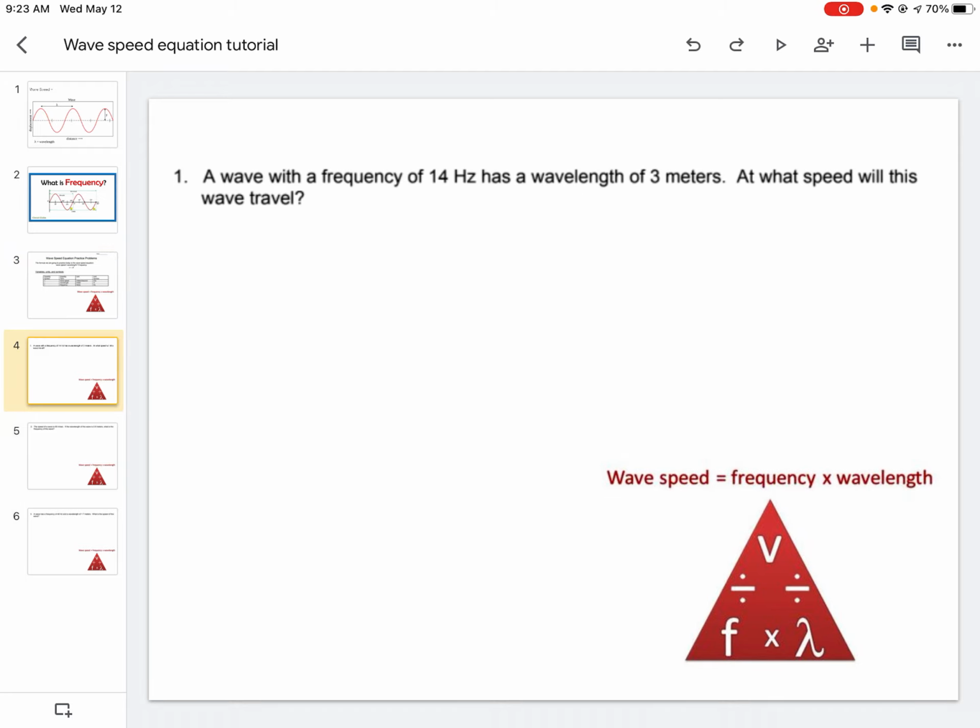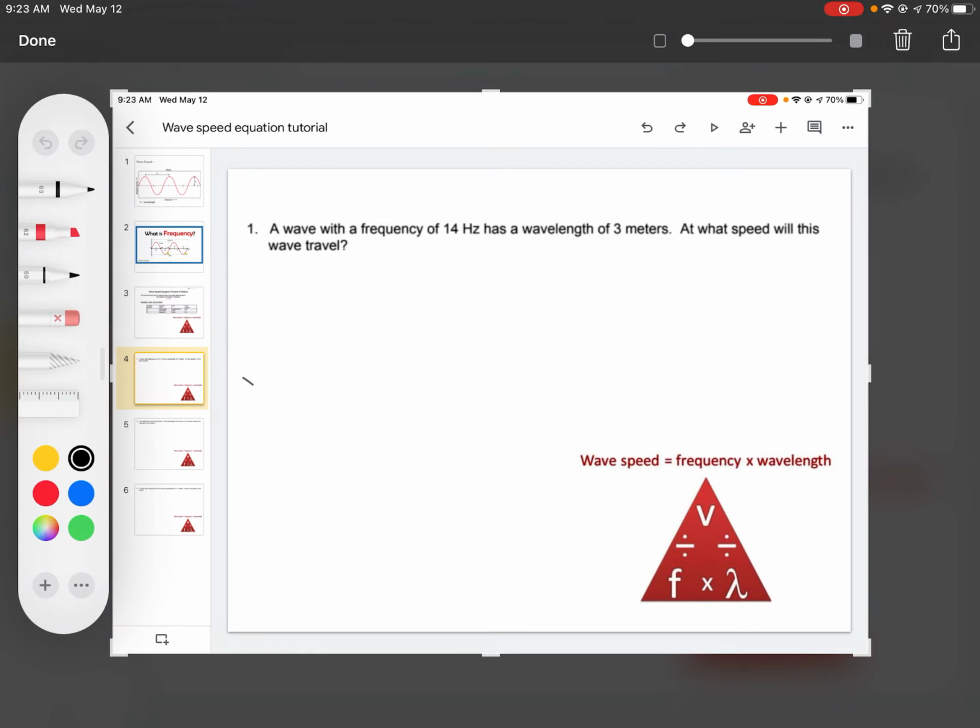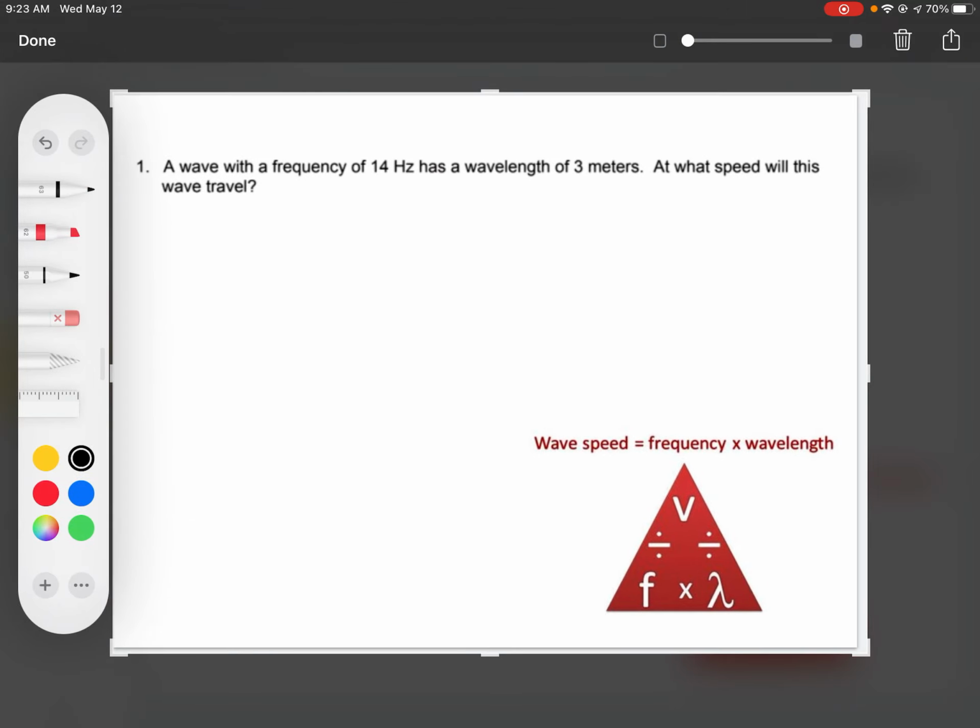So first sample problem is right here. You should have this one. It's just from the wave speed equation worksheet that you have. It says a wave with a frequency of 14 hertz has a wavelength of 3 meters. At what speed will this wave travel? So I'm going to make a column called known and a column called unknown. And this is an approach you can use for any physics or math story problem.